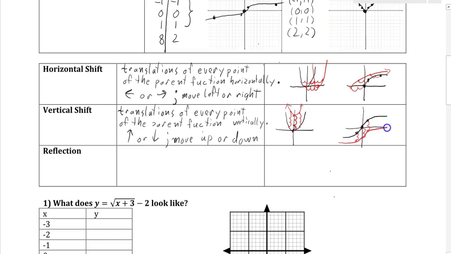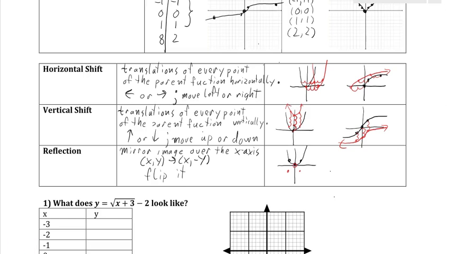And then drawing in our new same shapes. Last one is our reflections. So we did mirror images over the x-axis for our reflections. The y's became negative y's. We flipped it down. That was from yesterday.